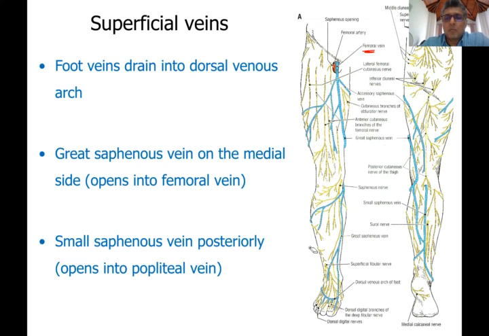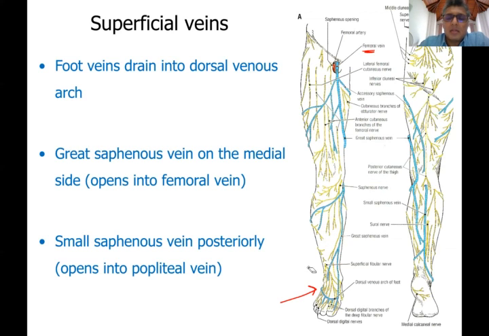Then this great saphenous vein, remember, runs immediately in front of the medial malleolus. That's a very stable position. So if you cannot find any other vein in the body, this is the place to find a vein. Great saphenous vein immediately in front of the medial malleolus. And the other point is that it accompanies the saphenous nerve. Saphenous nerve here.